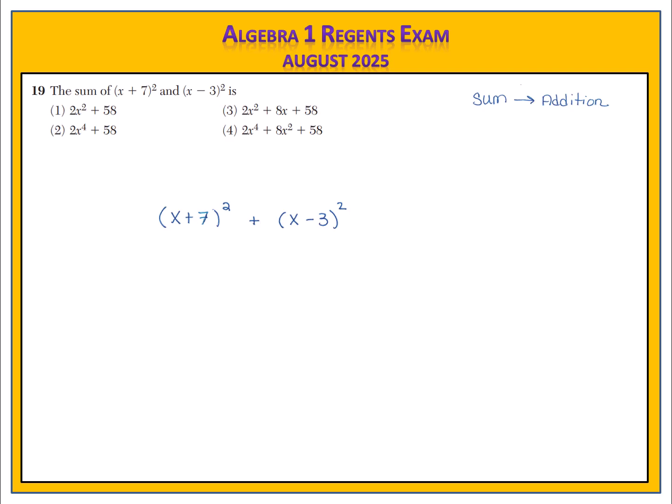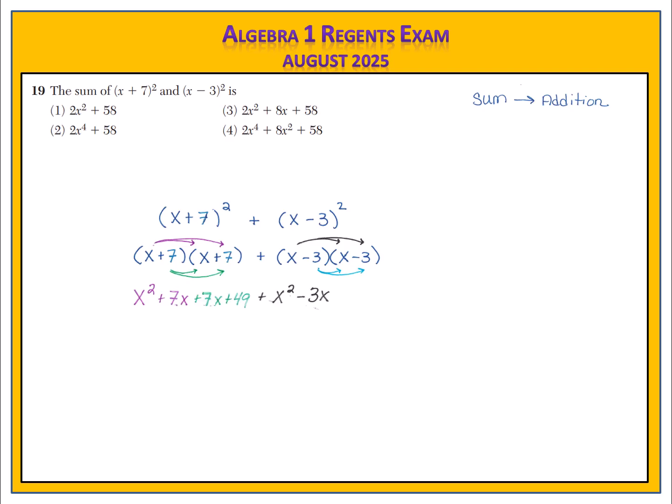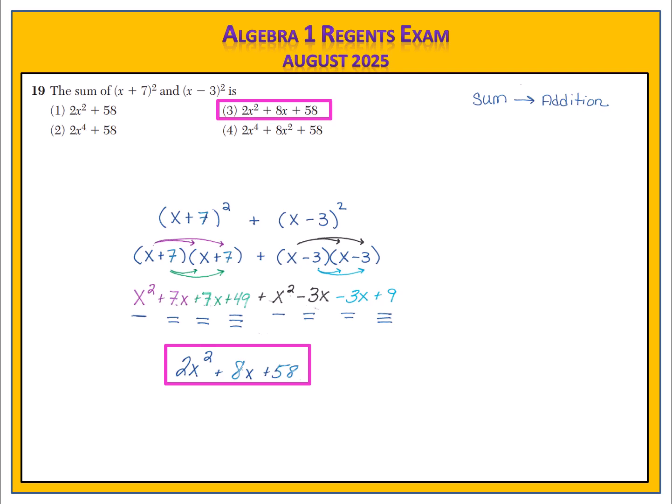We deal with them appropriately by writing out the 2 sets of parentheses for each, and then using the distributive property, doing the multiplication, and then combining like terms. 2x squared plus 8x plus 58. Choice 3.